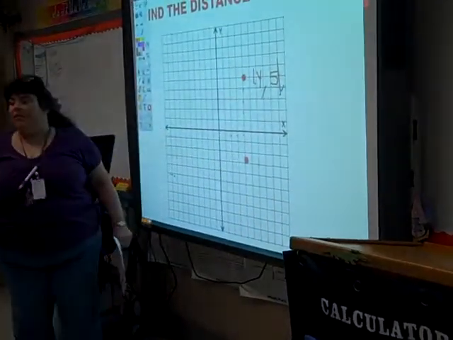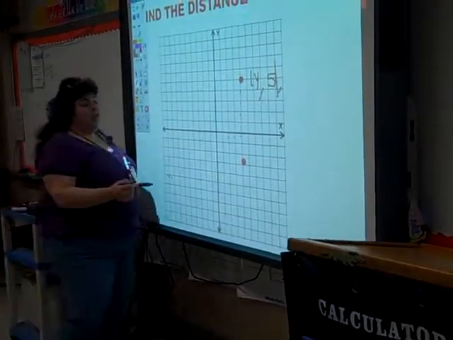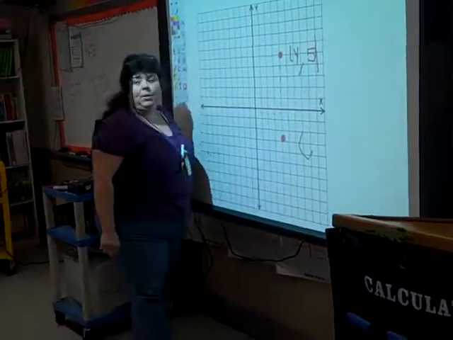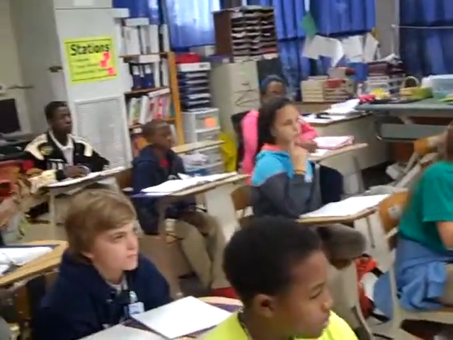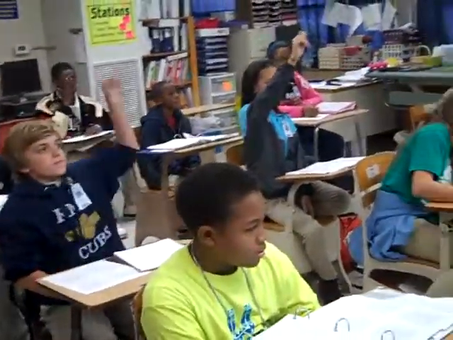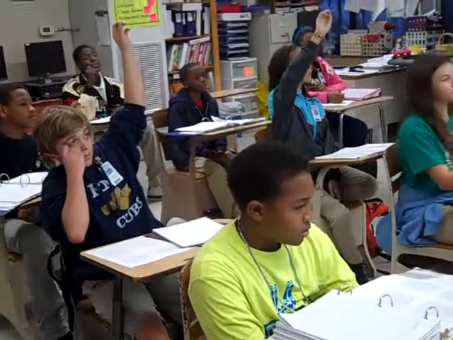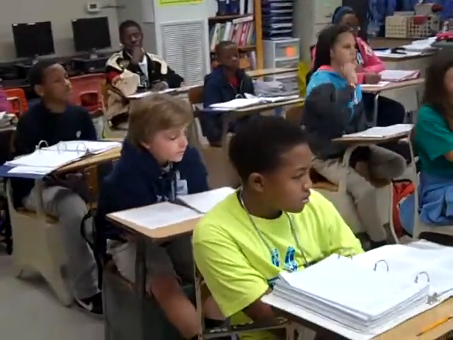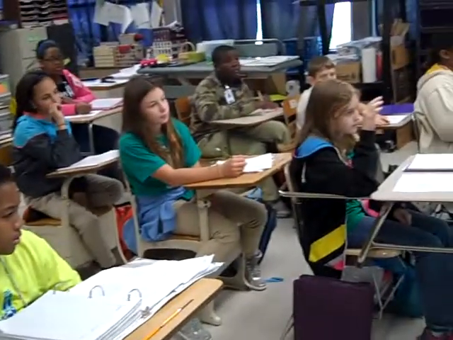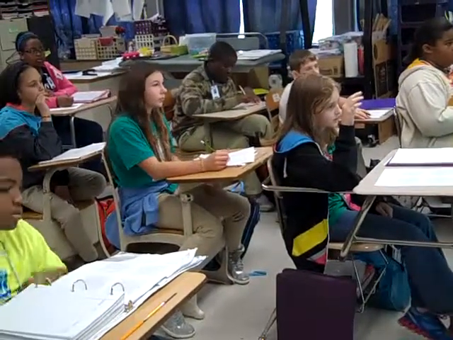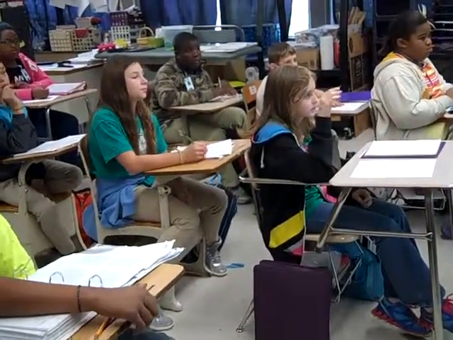Okay, let's do the second one. We need to plot the second one. So what's my first coordinate number? My x-axis, Cornell. Positive 4. Positive 4. Comma. Bo? Negative 3. Negative 3. Thank you. Now when I want to find the distance, how far is it from this point to this point?